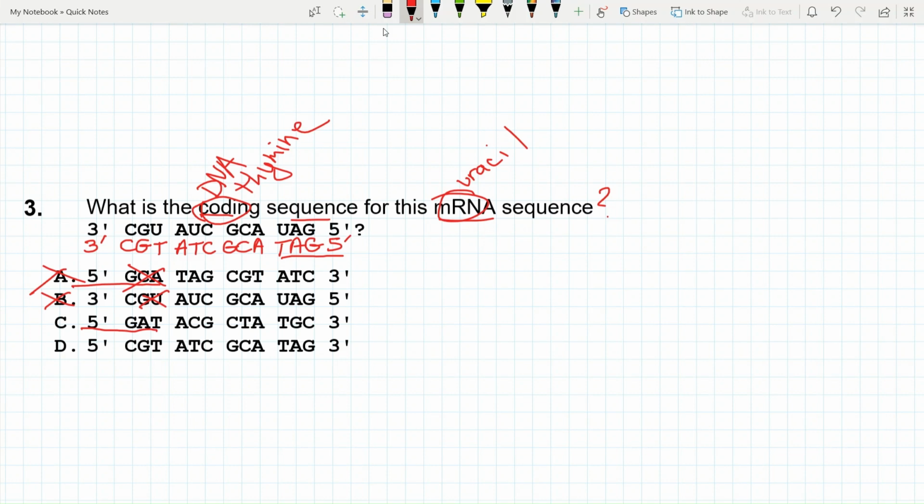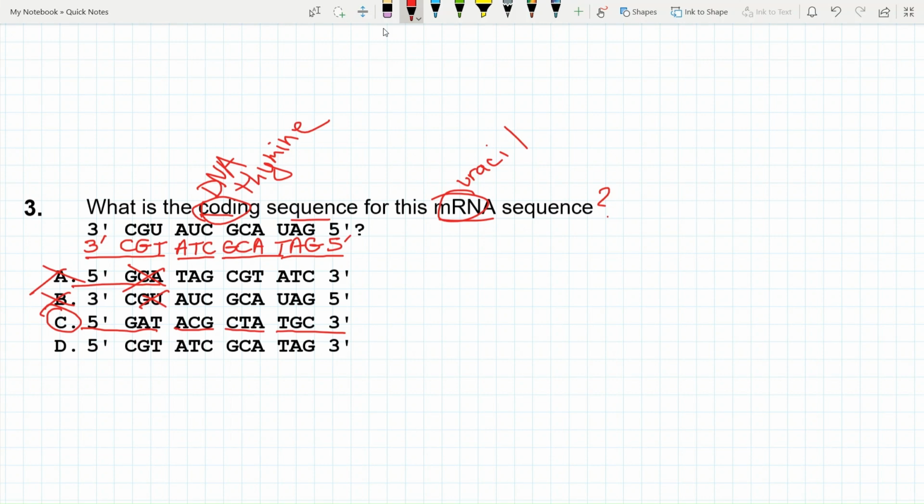So in the one that we solved, we have our 5 prime end. So a 5 next to a G, next to an A, next to a T. Then we have, and we're just reading it backwards, then ACG. So that would be the ACG. And then CTA. We have our CTA. And then TGC 3 prime. TGC 3 prime. We found it.